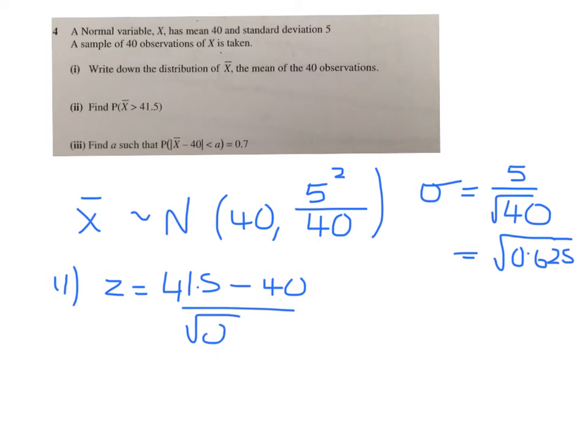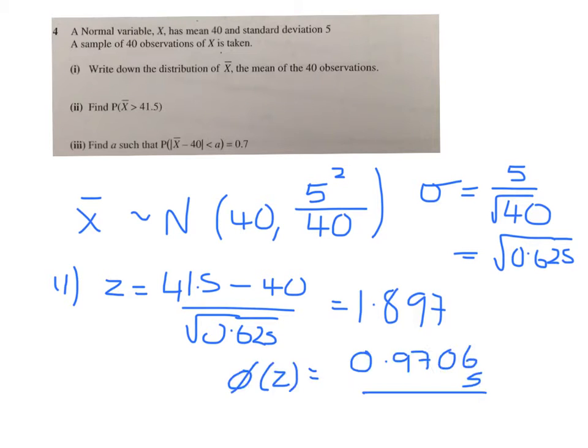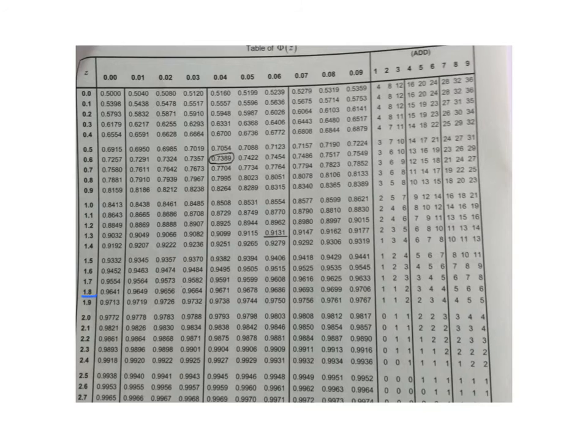Part 2, if we find our z value first of all, so it's the x value minus the mean divided by the standard deviation, which gives us 1.897. So let's go to the table. So adding that on, I get 0.9711. 1.8, 1.89 gives us 0.9706, and the 7 tells me to add on 5.